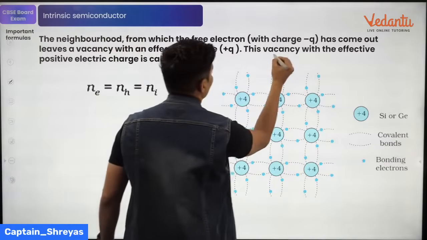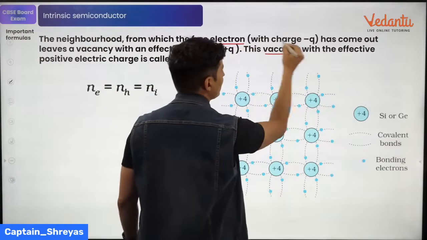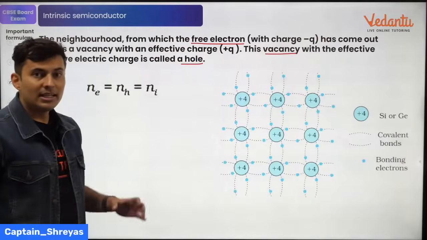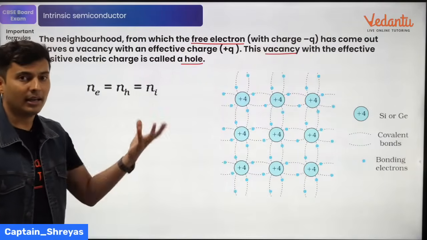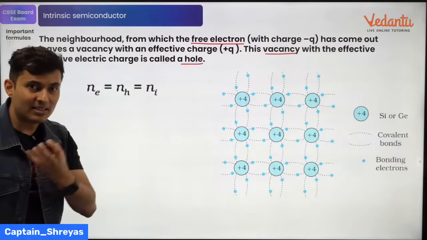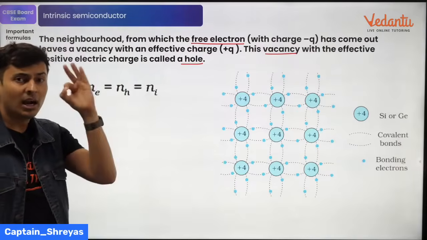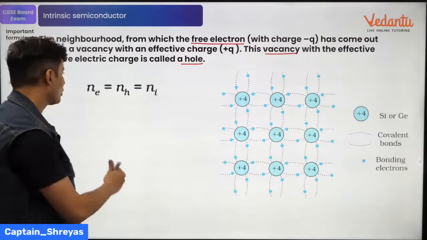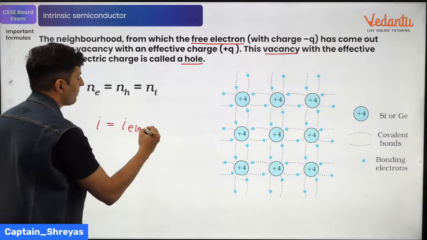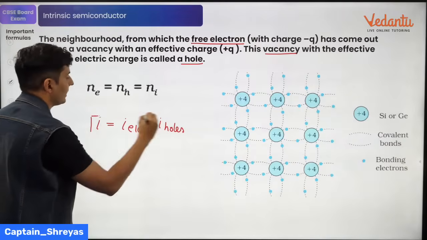This vacancy of electron is called holes. There will also be free electrons which are negatively charged, and these together conduct electricity. Negative charges will be going one way, the vacancy, the holes, will be going the other way. Both of them are responsible for current. So the total current is the current of the electrons plus the current of the holes in case of semiconductors.